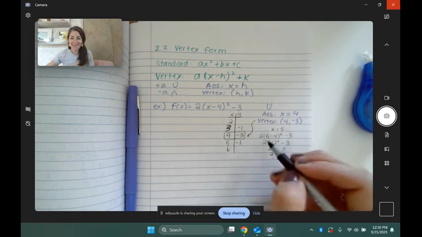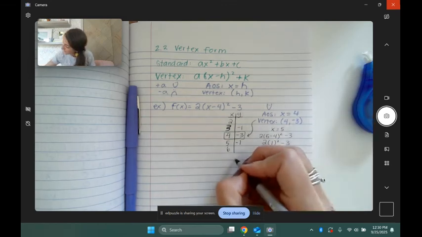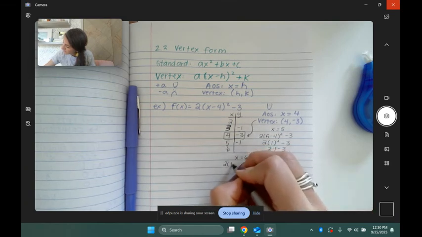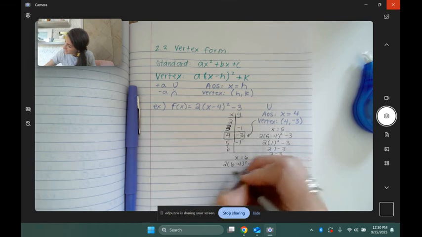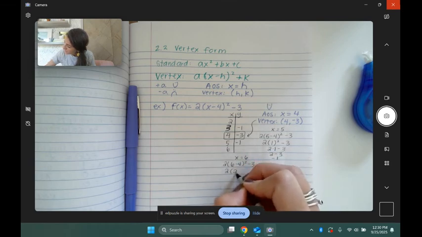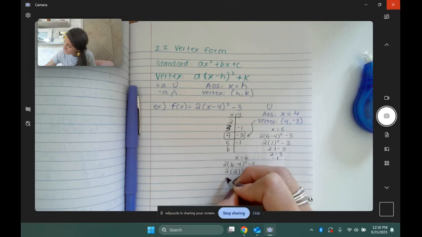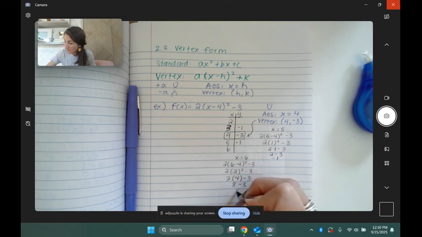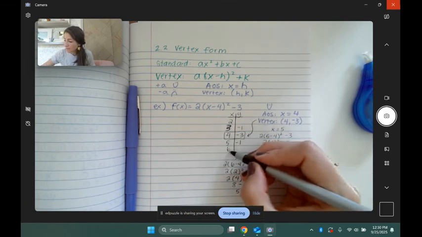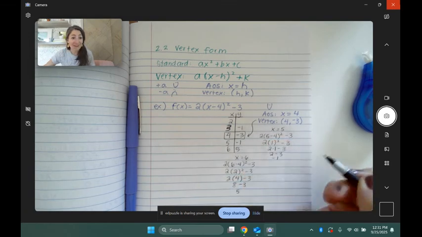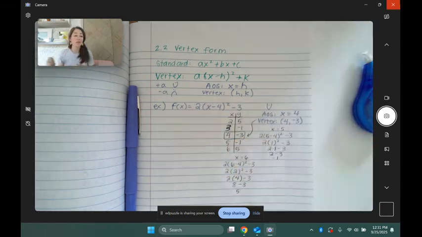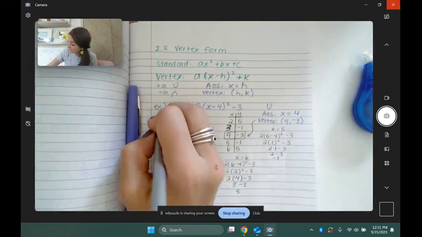Nice. Okay. And then let's go when x is equal to 6. So it's going to be 2 times (6 minus 4) squared minus 3. 6 minus 4 is 2. 2 squared, exponents first, right? Exponents, then multiply. 8 minus 3 is 5. So when x is 6, y is 5. Symmetry allows me to also get the point (2, 5).